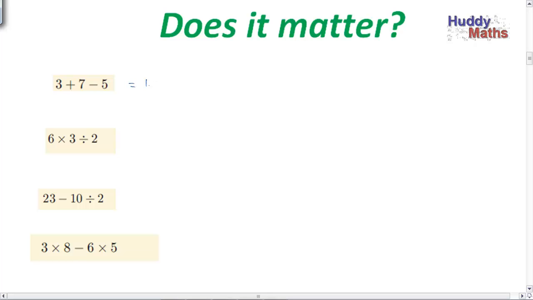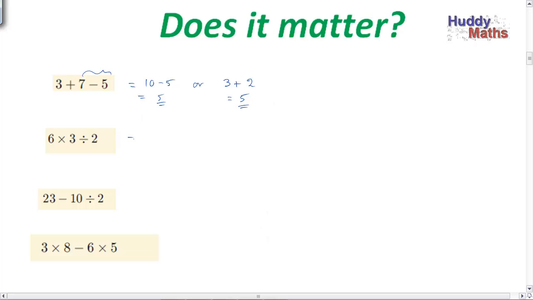3 plus 7 is 10, take 5, which would be 5. That's method 1, if you like. Or we could have said 3 plus, now 7 take 5 is 2. That's another way of doing it. It didn't matter there, did it? Both methods gave the same answer.